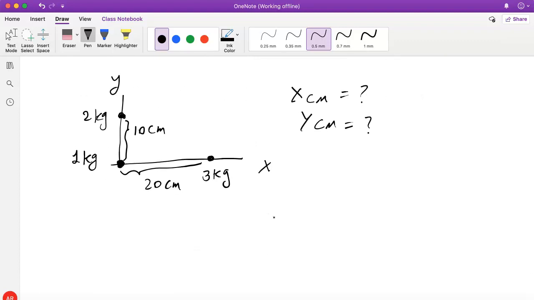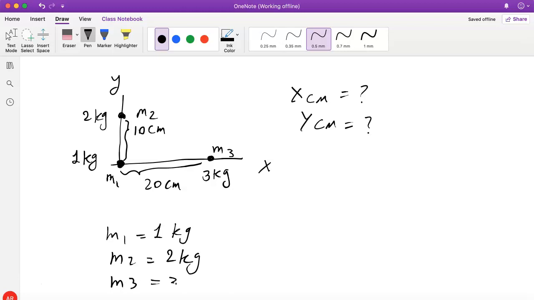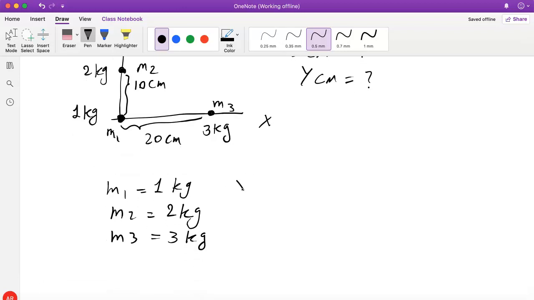All right, so we go back to our general formula. We can call this M1, this M2, this M3. So M1 for us is 1, M2 is 2, M3 is 3. And now that we listed the masses, let's also list where they are. So what is x1, the x-coordinate of the position of particle 1? That's 0, it's sitting at the origin right here. Similarly, y1 is 0. For this mass, M2, again, the x-coordinate is 0. It's sitting on the y-axis, so x2 is 0. y2 is 10 centimeters, or if we want to work in meters, it's 0.1 meters.